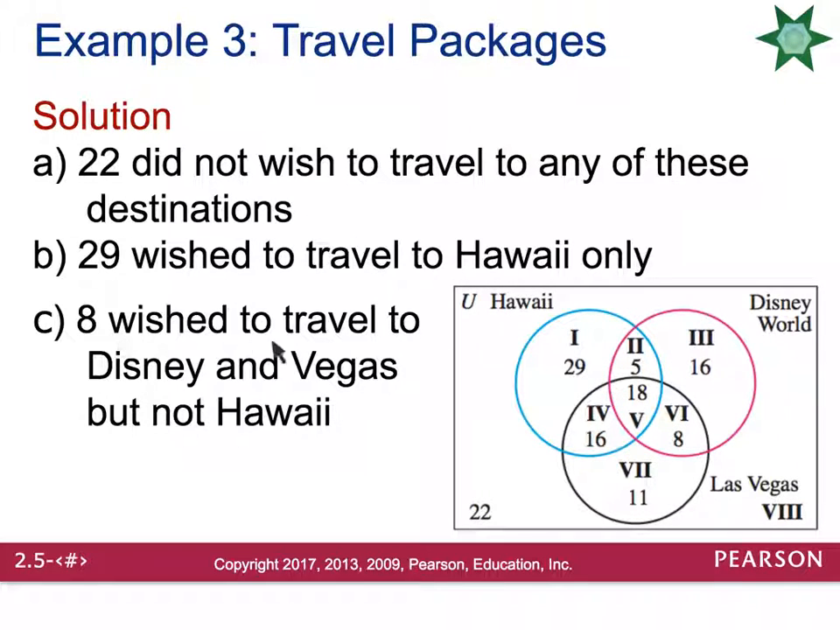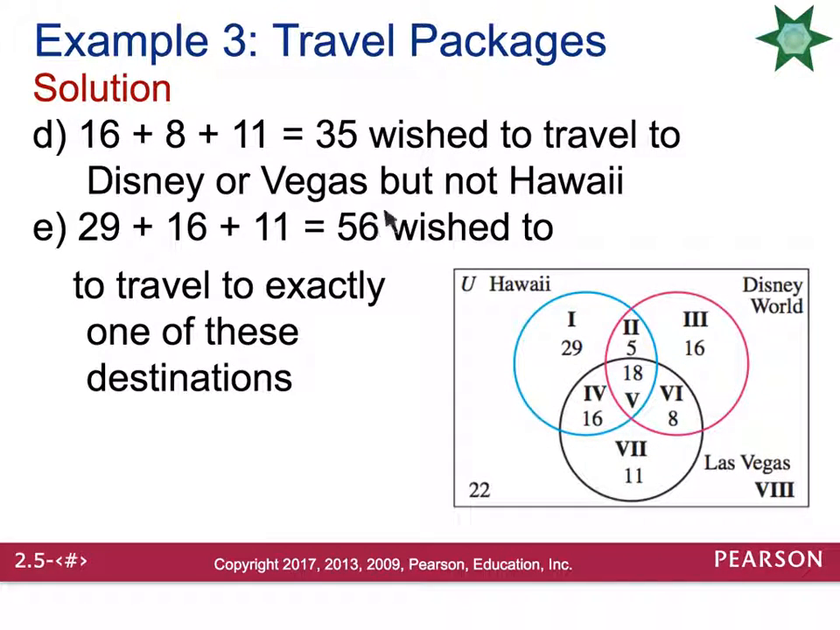How many wish to travel to Disney and Vegas, but not Hawaii? So here's Disney and Vegas, but not Hawaii. We take out this part because that part's in Hawaii, so that's just 8 there. That's region 6. And then the last two questions. How many wish to travel to Disney or Vegas, but not Hawaii? Remember, Disney or Vegas would be the red and the black circle added together, but we're going to take out the Hawaii part. So we're going to add regions 3, 6, and 7, which is 16 plus 8 is 24, plus 11 is 35.